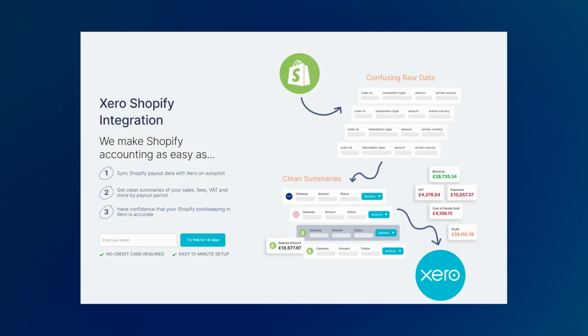Next, let's look at how to make Shopify bookkeeping much easier with the right tech stack. The most efficient approach is connecting Shopify directly to accounting software like Xero or QuickBooks using LinkMyBooks.